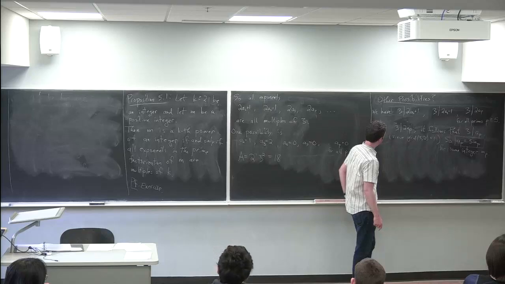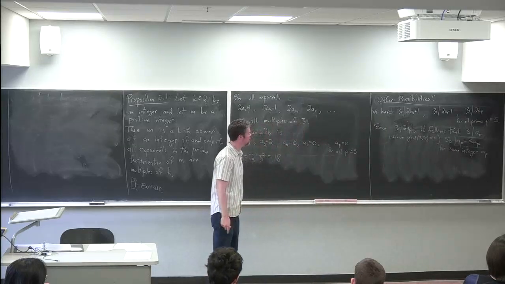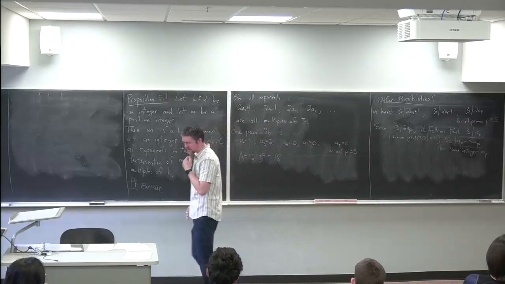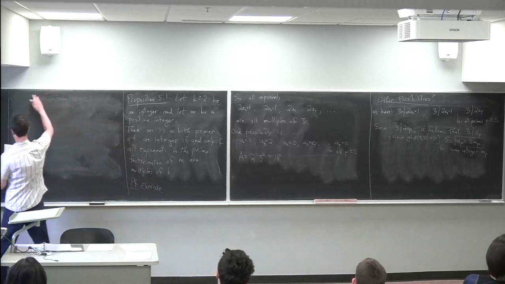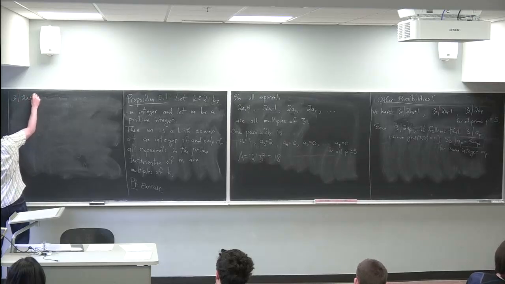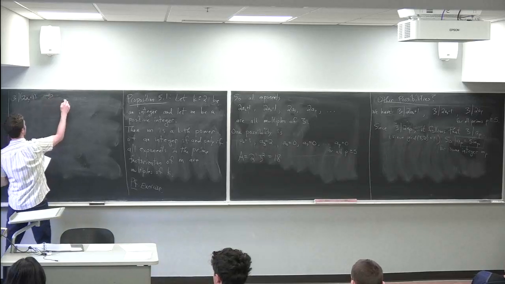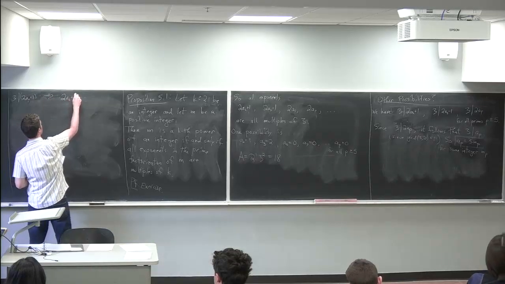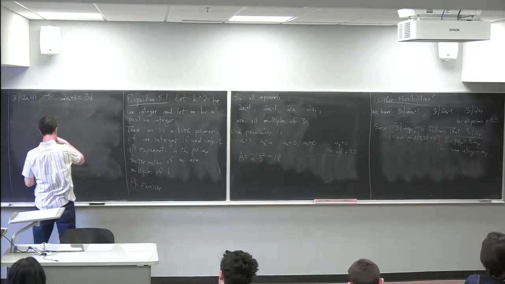So if you know 2a2 plus 1 is a multiple of 3, what does this actually tell you about a2? Let's see what we can get out of this. We know this is the case. What this implies by definition is that 2a2 plus 1 is 3 times, let's call it k2.